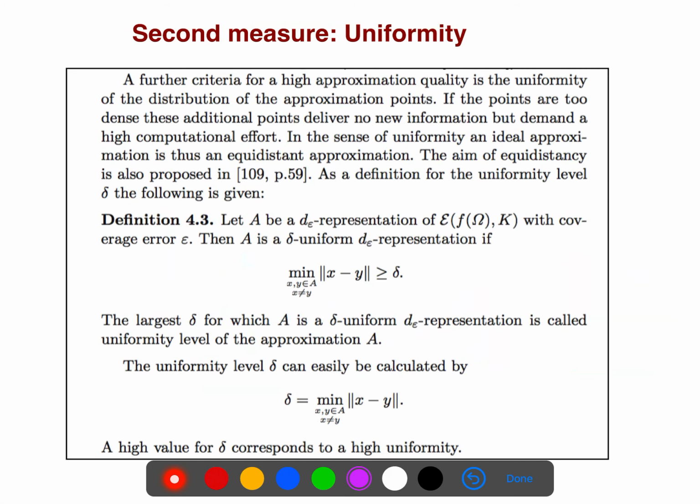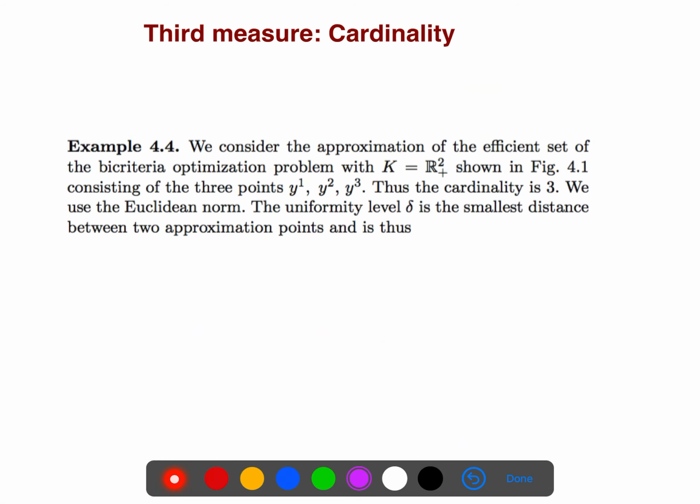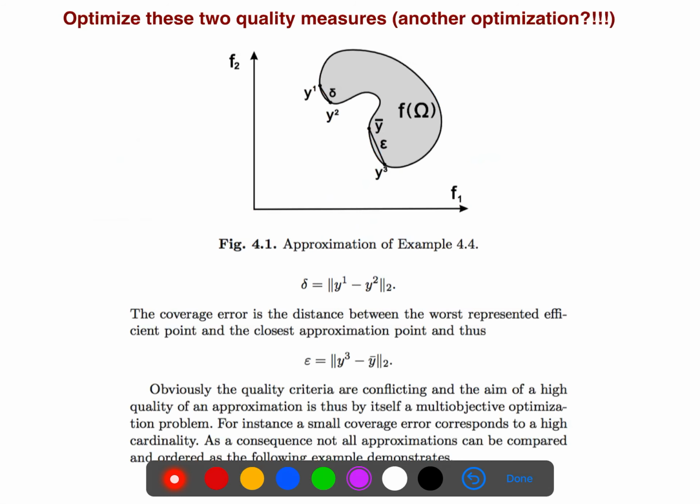So the second measure is uniformity. You want the distance between those minimal points to be equal. And the third one is cardinality. Of course, you can count the number of points that you want to propose to your client or investor.